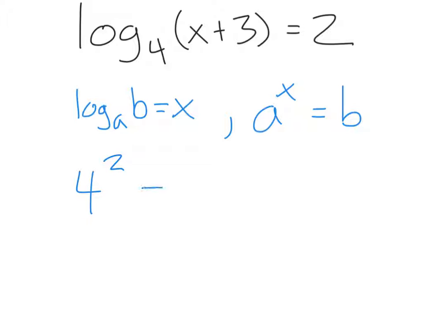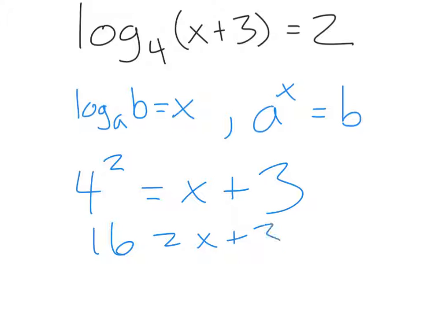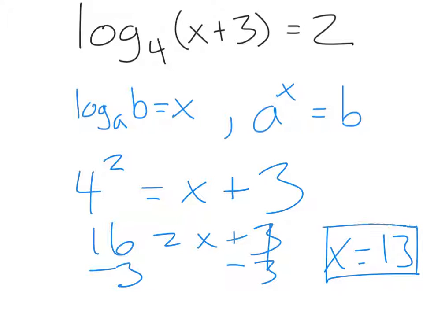It's 4 to the second power equals x plus 3. And then we'll just solve it because 4 squared is 16 equals x plus 3. And if you want to solve this for x, you just subtract 3 from both sides. Those cancel, and you get x equals 13. Right, so that's how you can solve a logarithmic equation using the definition of a logarithm.